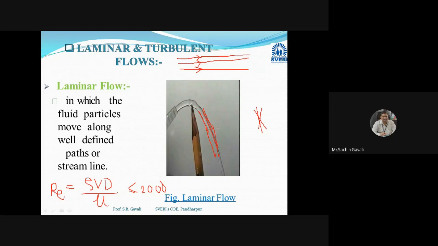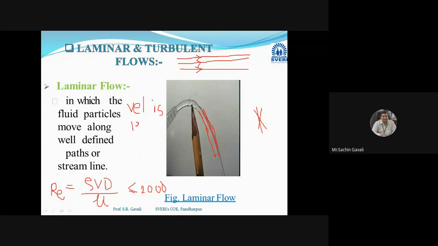Graphically we say the fluid particles are moving in the form of layers, and these layers are straight, well defined, parallel to each other. That type of flow is called laminar flow. Here the density ρ is not changing, it is constant. The diameter of the pipe is also not changing. Dynamic viscosity is an internal property, internal resistance, it will not change. So Reynolds number only depends on velocity. To have a Reynolds number below 2000, the velocity of flow must be very less. So for laminar flow, velocity is less.